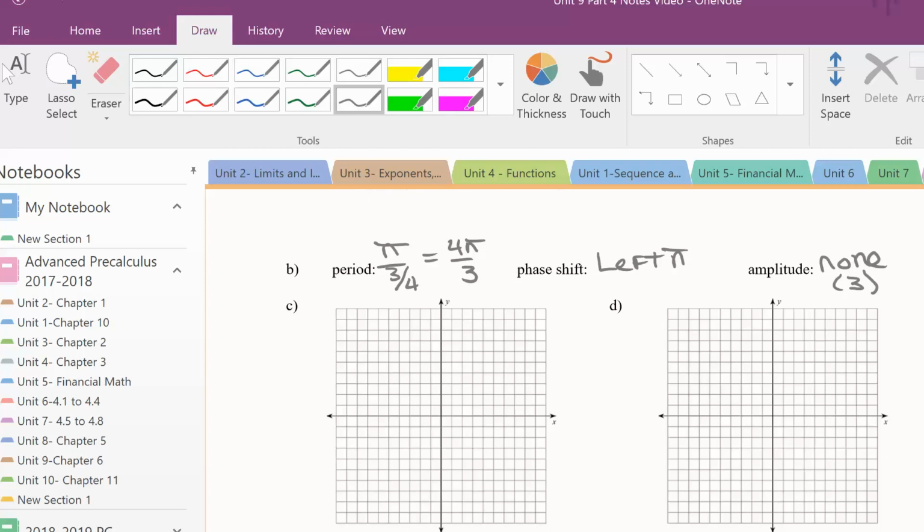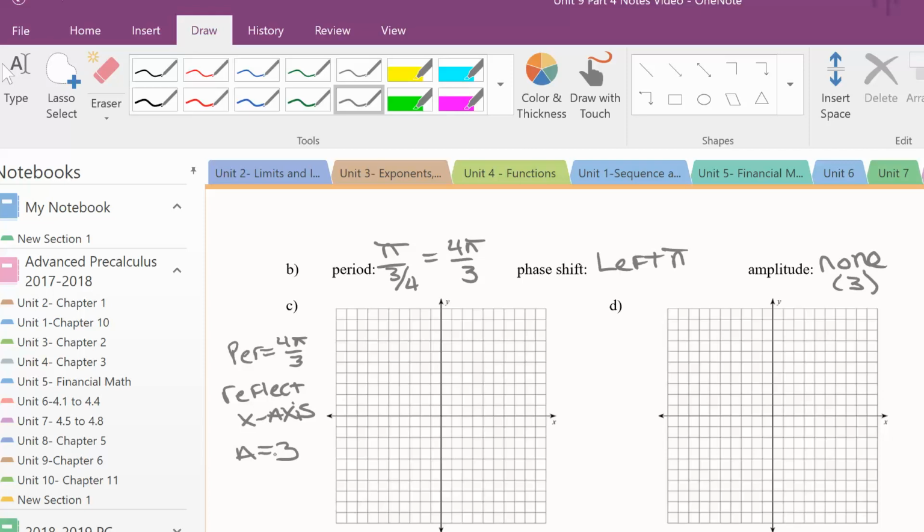As far as what we have here, well, remember we have a period of 4 pi over 3. We have a reflection, because there's a negative sign, of the x-axis, and the a is 3.